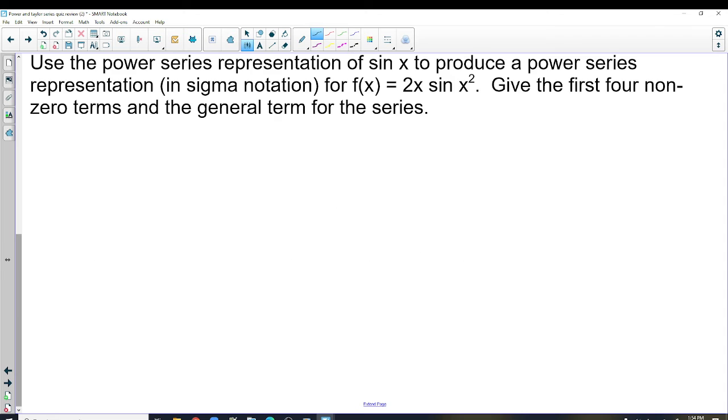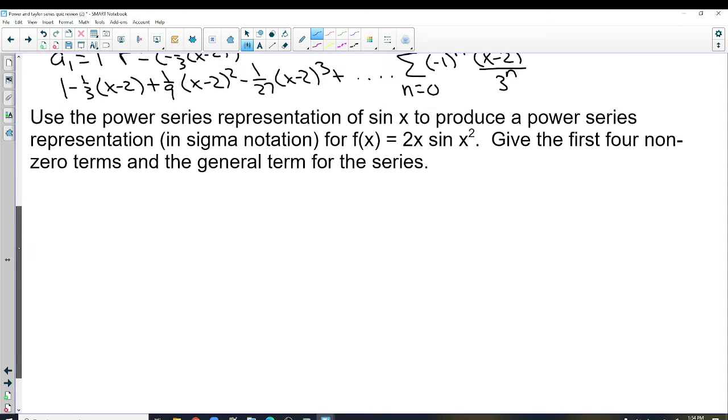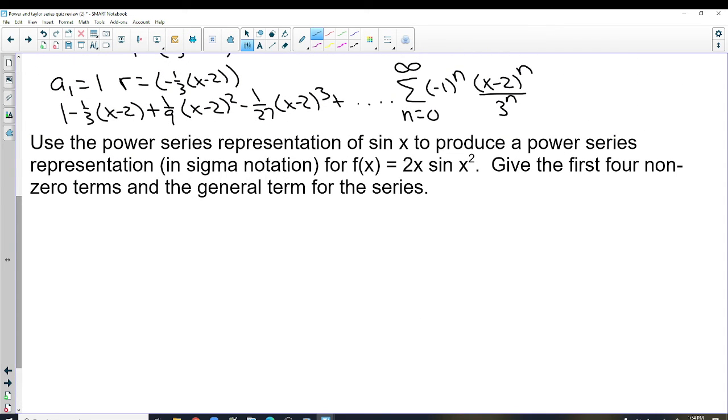Use the power series representation of sine of x to produce a power series representation in sigma notation for f of x equals all that. Give the first 4 non-zero terms and the general term. So once we get the general term, writing the sigma notation is just saying where we're starting.